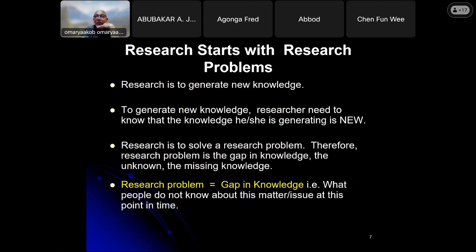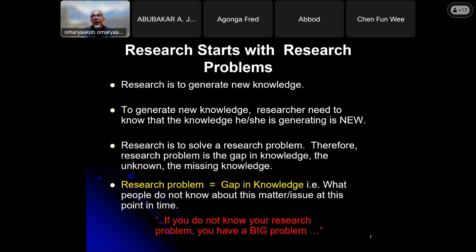So that's why when you talk research problem, we don't talk about the mundane problem. It's not the mundane problem that's your research problem. Your research problem is the missing knowledge. That's your problem that you're going to solve. So research problem is the gap in knowledge, what people do not know about this matter or this issue at this point in time. So that is your research.